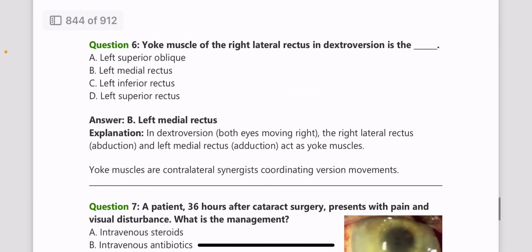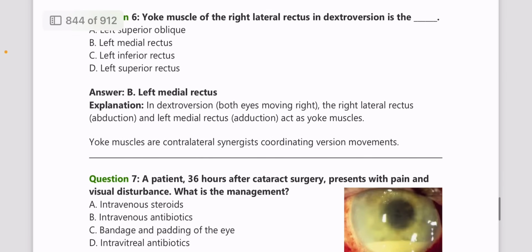Next, the yoke muscle of the right lateral rectus in dextroversion is the left medial rectus. So in dextroversion, both the eyes will be moving towards the right. Levoversion, it will be to the left. So in dextroversion, as both the eyes are moving towards the right, the right lateral rectus will be in abduction, and the left medial rectus in adduction. They both act as the yoke muscles. So yoke muscles are contralateral synergists coordinating version movements.